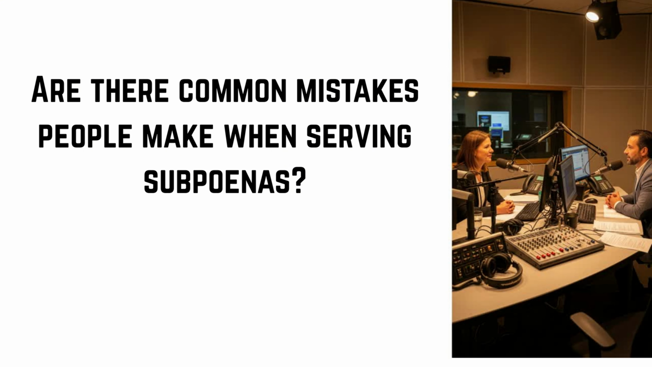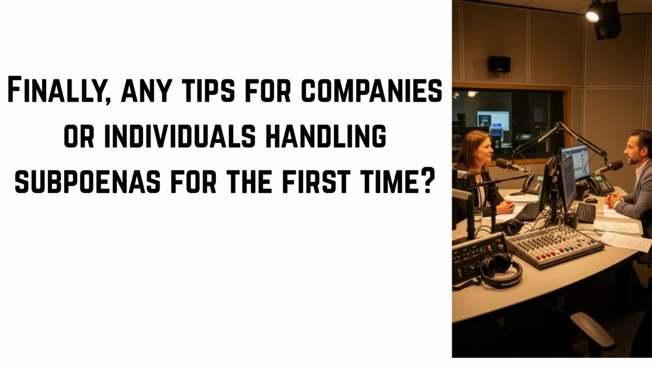Are there common mistakes people make when serving subpoenas? Absolutely. Some common issues include serving the wrong address and missing deadlines. Any of these can result in the witness refusing to produce records. Finally, any tips for companies or individuals handling subpoenas for the first time? Start early. Confirm addresses and double-check timelines. Keep copies of all forms and proofs of service. Careful planning prevents delays and ensures records are produced correctly.